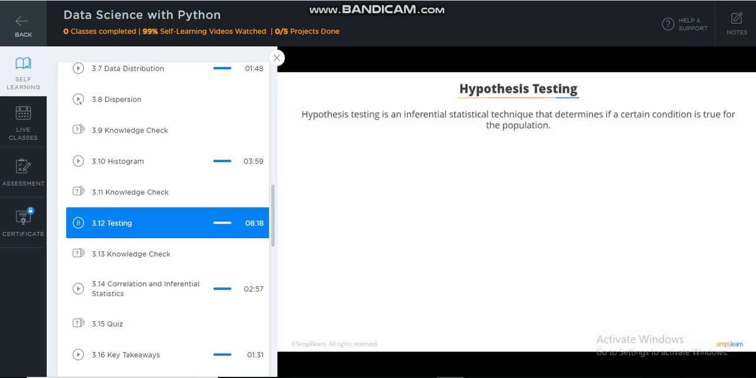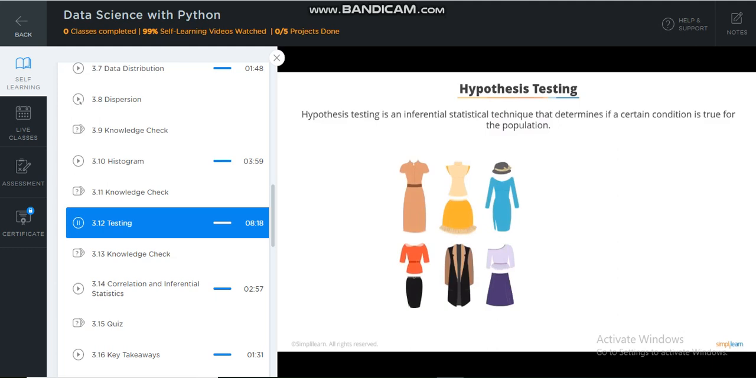Hypothesis testing is an inferential statistical technique to determine whether a certain condition is true for the entire population. For example, in a manufacturing company, the hypothesis is that every dress manufactured has no defect. A study of each dress manufactured and noting the defects as they occur will prove or disprove the hypothesis that every dress is flawless.